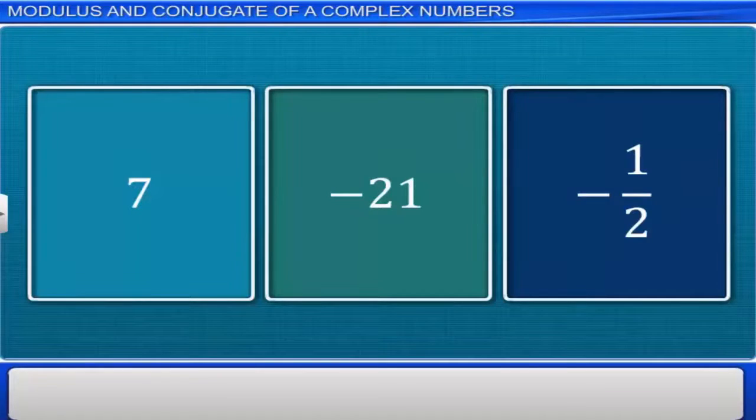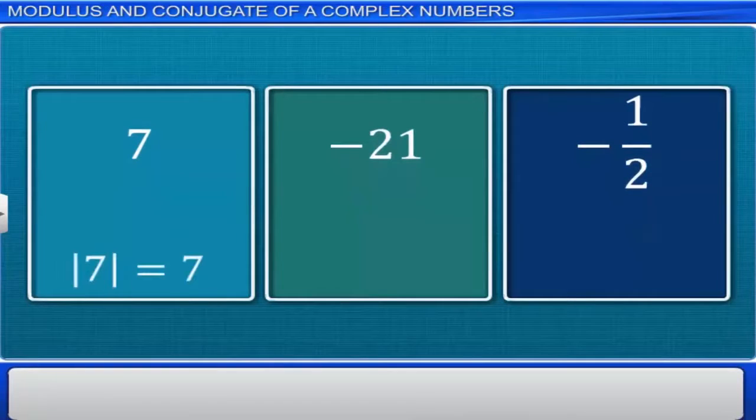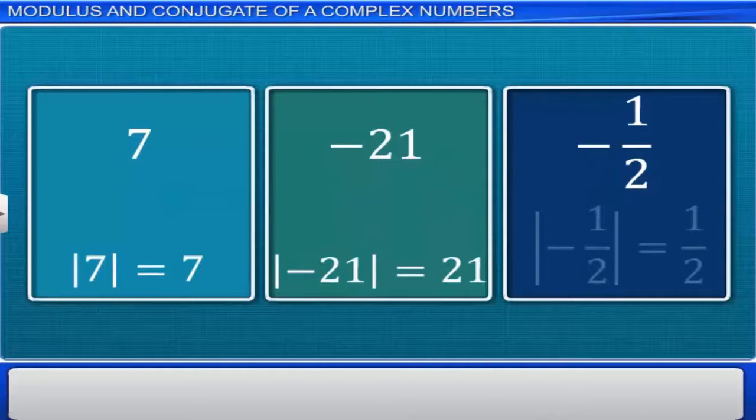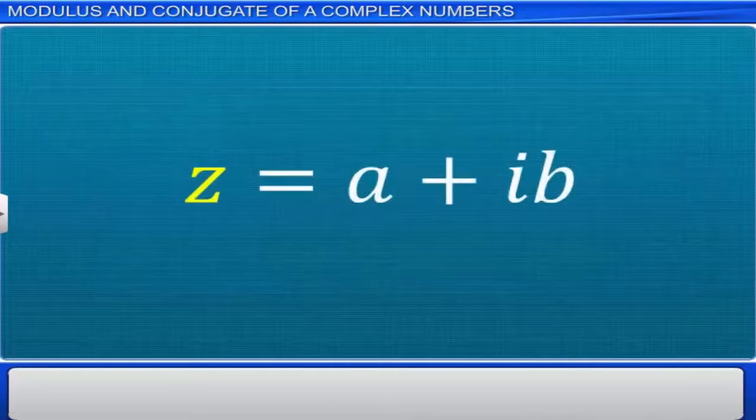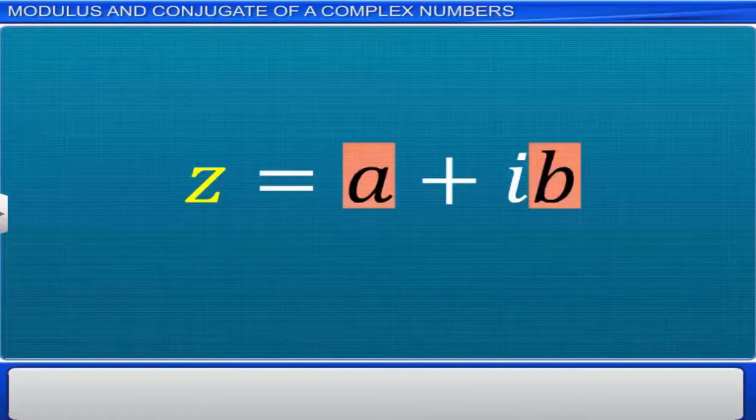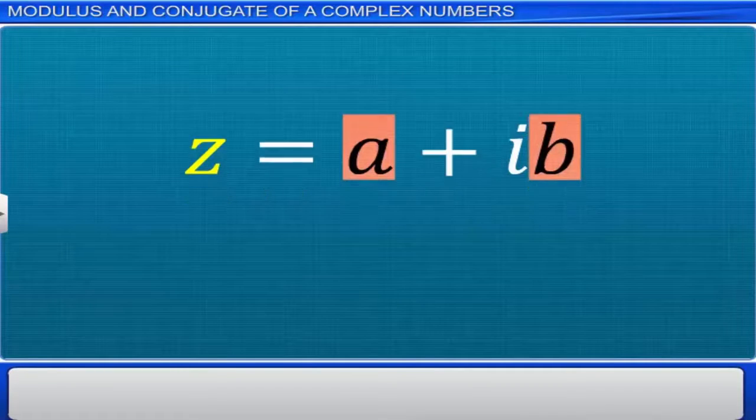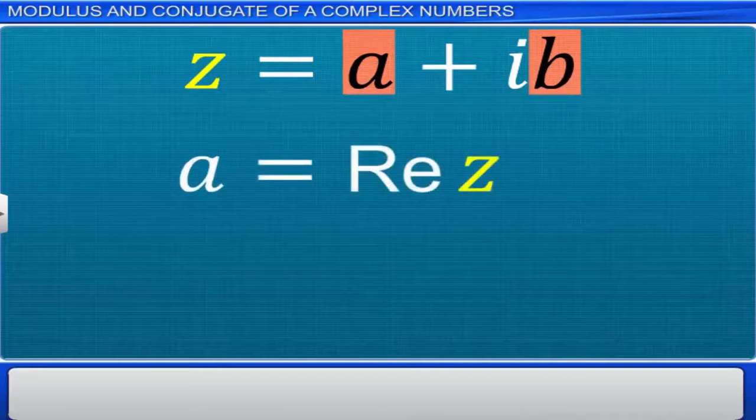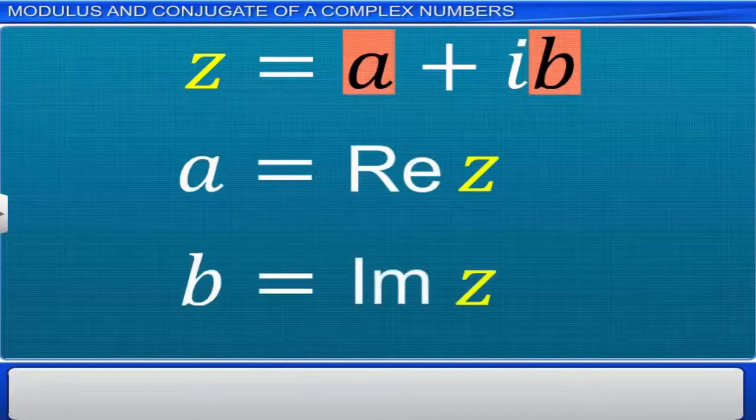We know that the modulus of a real number is its absolute value. The modulus of a number is the value of the number excluding its sign. Now, let's consider a complex number z equal to a plus ib. We know that a and b are real numbers in the given complex number, where a is called the real part and b the imaginary part of z.